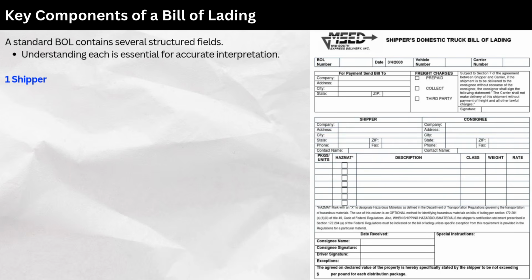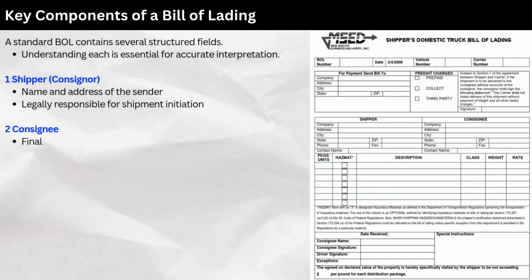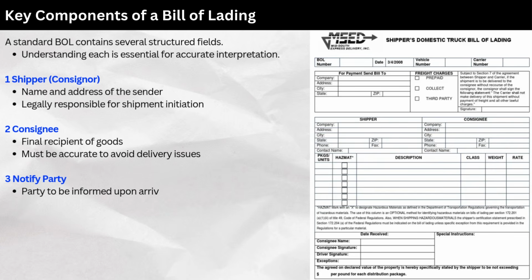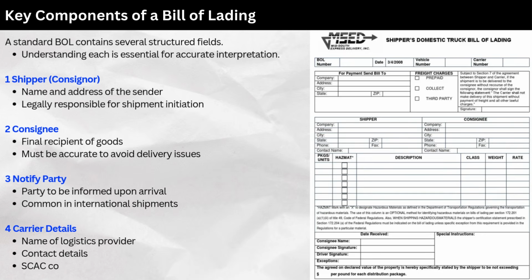1. Shipper, consignor. Name and address of the sender. Legally responsible for shipment initiation. 2. Consignee. Final recipient of goods. Must be accurate to avoid delivery issues. 3. Notify party. Party to be informed upon arrival. Common in international shipments. 4. Carrier details. Name of logistics provider. Contact details. SCAC code, in some regions.